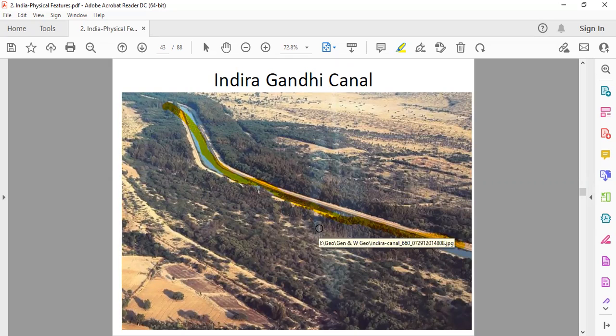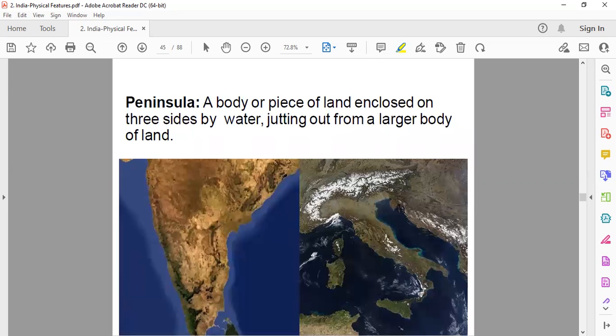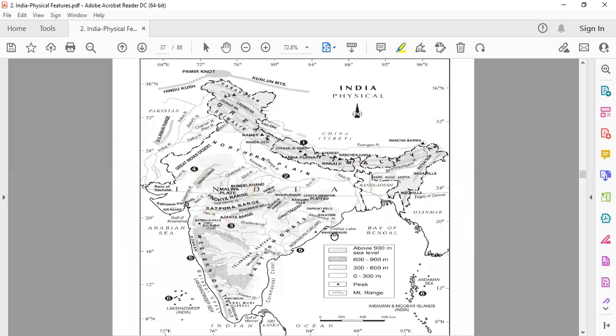Yesterday we have seen how it was built, what the different problems were, and how they were solved. Now coming to the peninsula, what is a peninsula? A peninsula is a piece of land enclosed on three sides by water, jutting out from a large body of land. Examples: Indian peninsula, Italian peninsula.